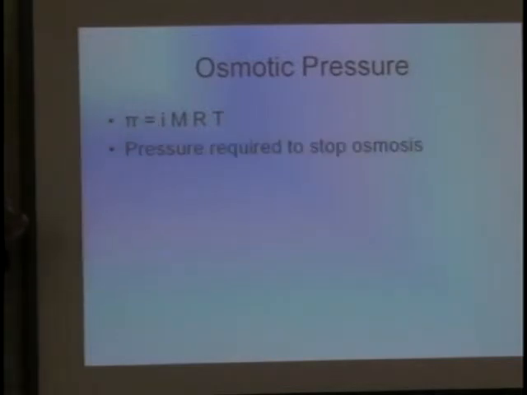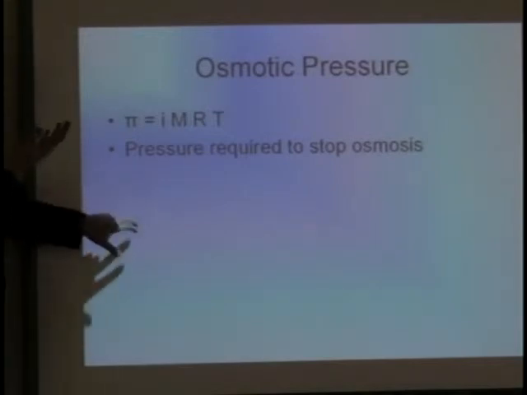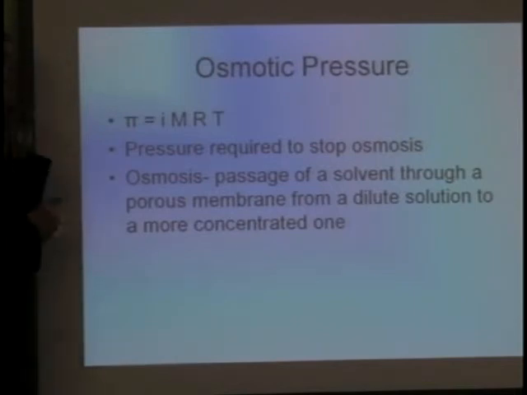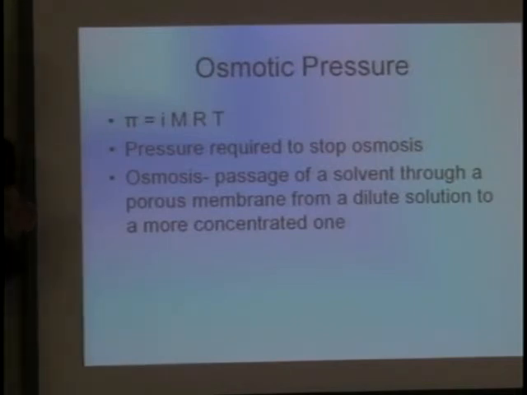Osmotic pressure is the pressure required to stop osmosis. A way to think of osmosis is water going from a high concentration to a low concentration, for the water molecules. Here's the book definition: the passage of a solvent through a porous membrane from a dilute solution to a more concentrated one.